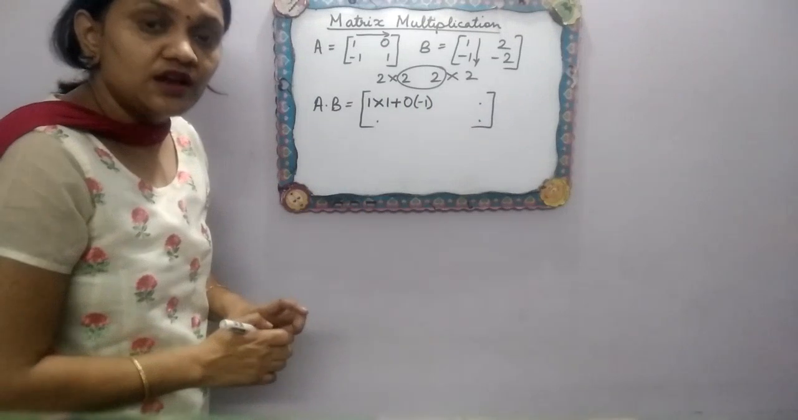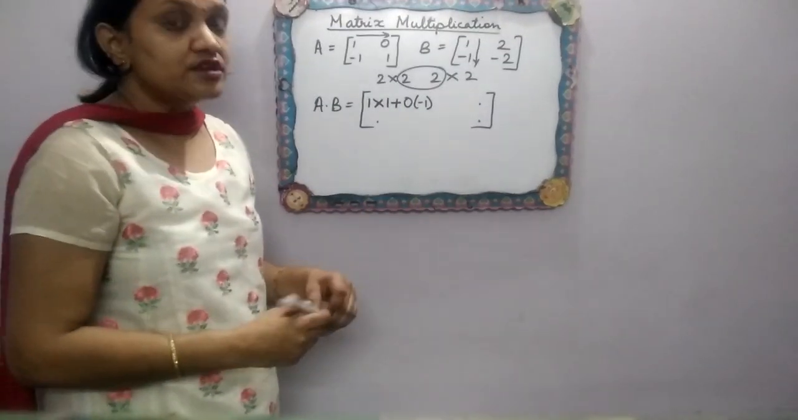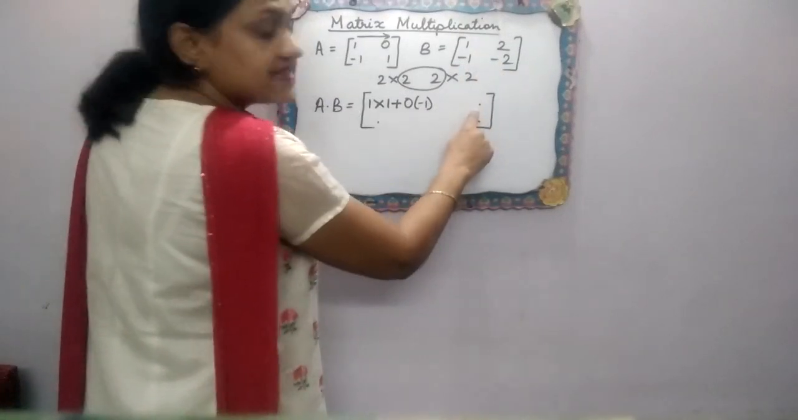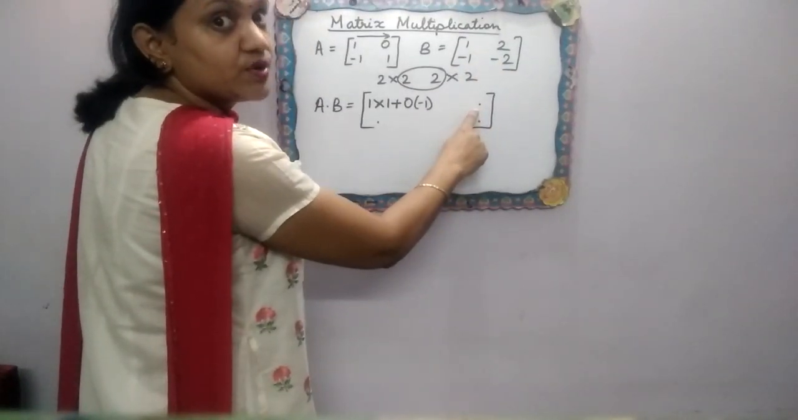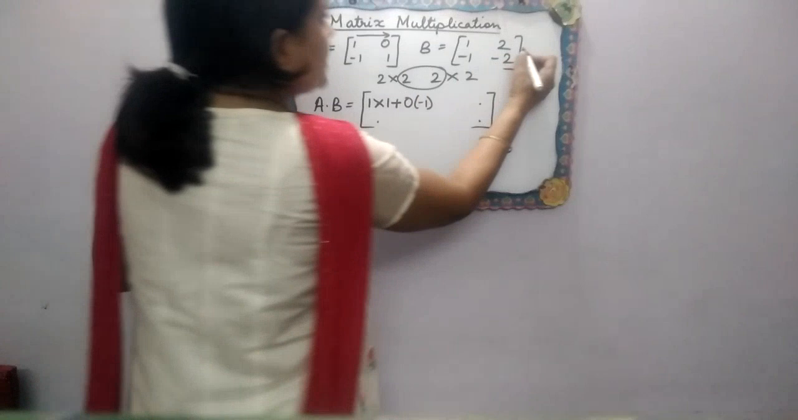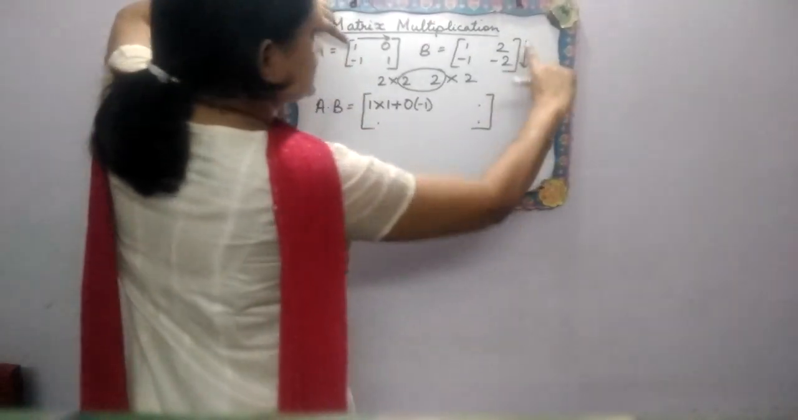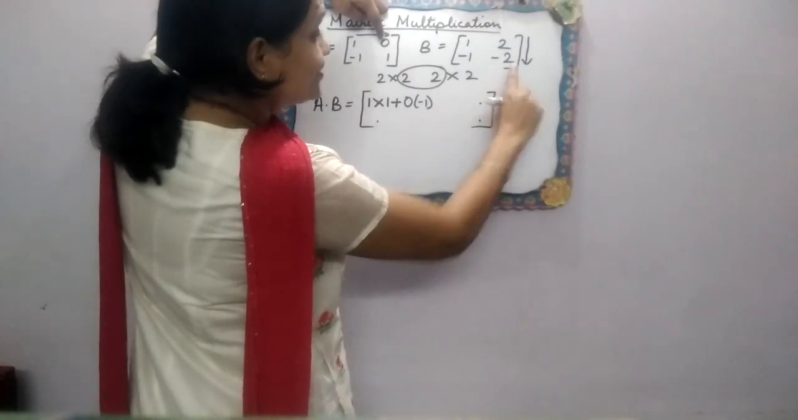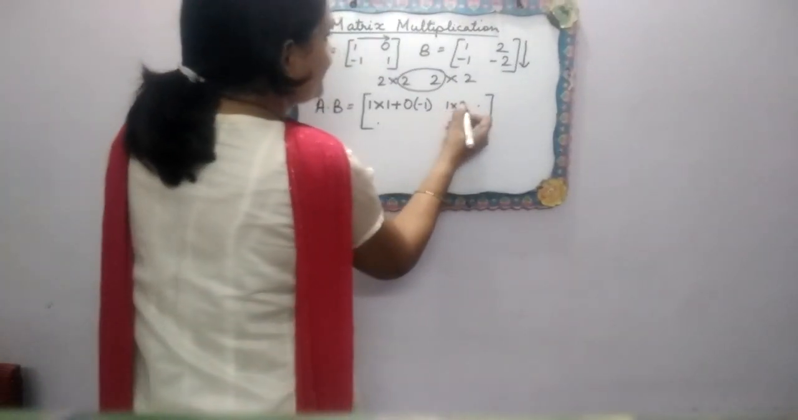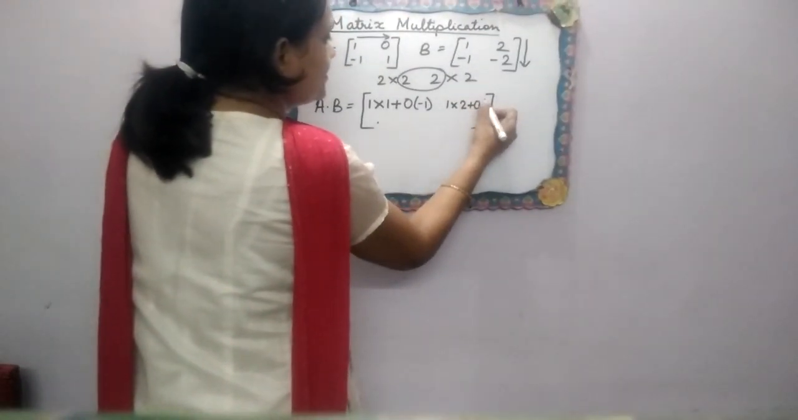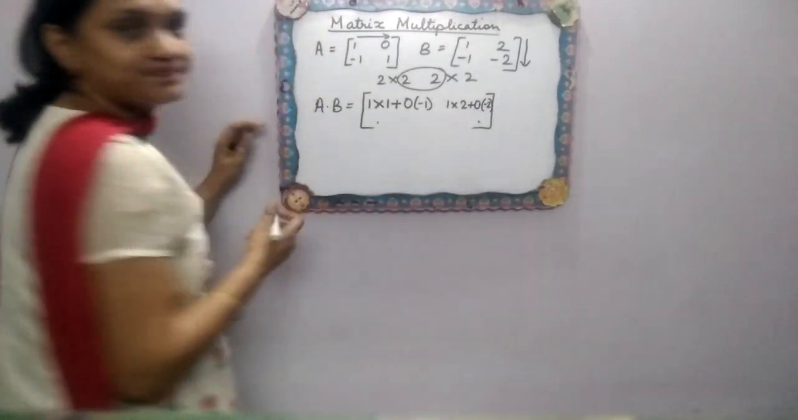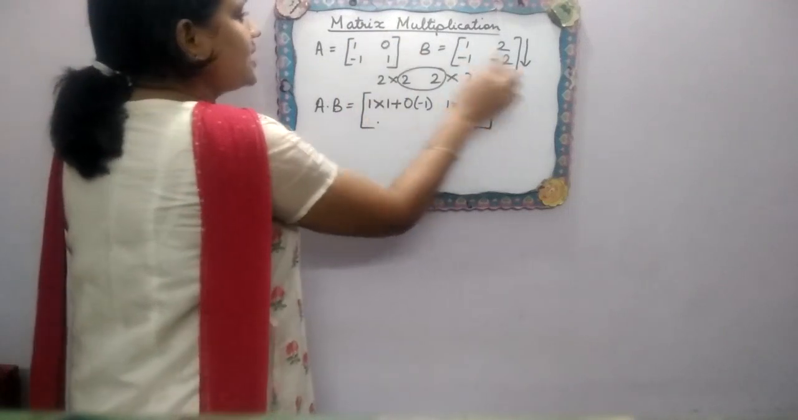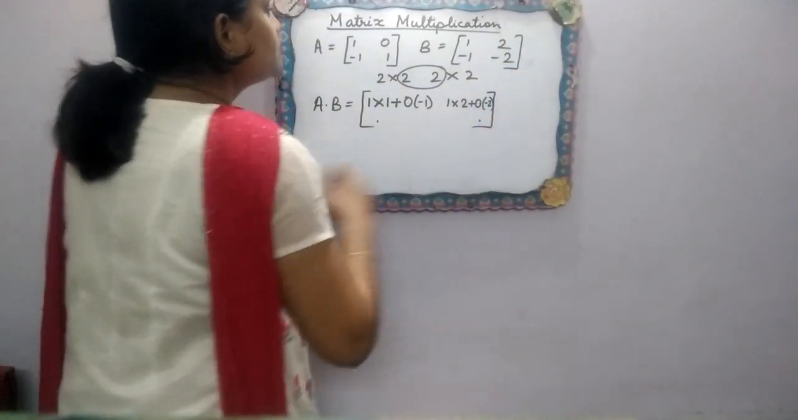First row, first column over. Now, first row and second column for this position. So, now we are going to multiply like this: 1 into 2 and 0 into minus 2. Now, first row is over, so we will come to row number 2.